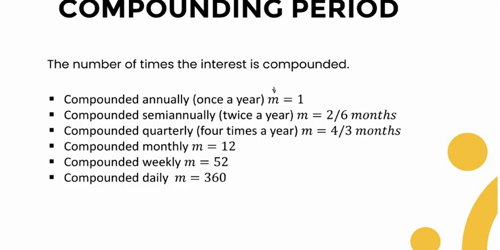And then we also have compounded monthly. So kung monthly siya, we only have 12 months. So therefore, yung compounding periods would be 12. And then, if it's compounded weekly, it would be 52 weeks. There are 52 weeks in a year. So you are going to compound it 52 times.